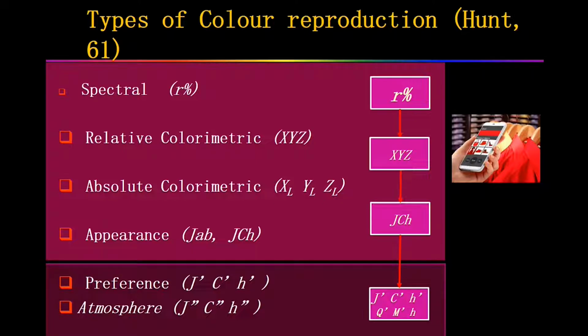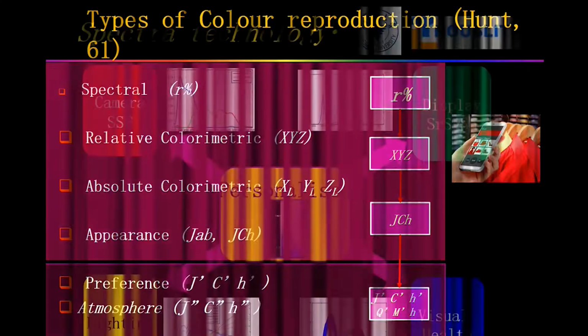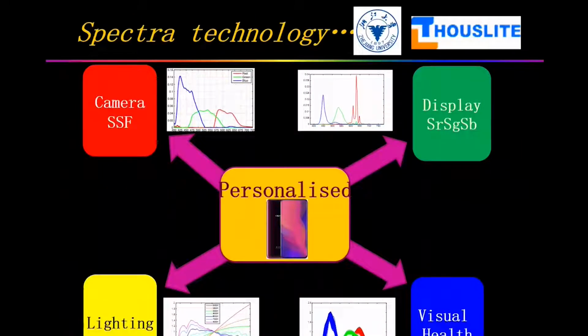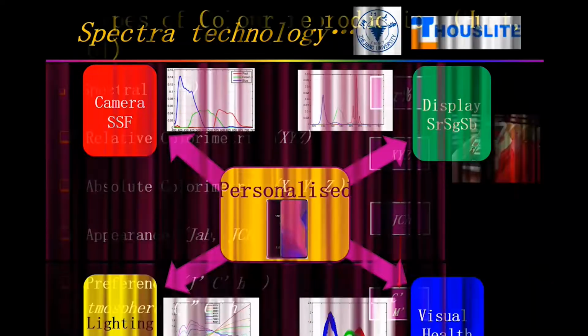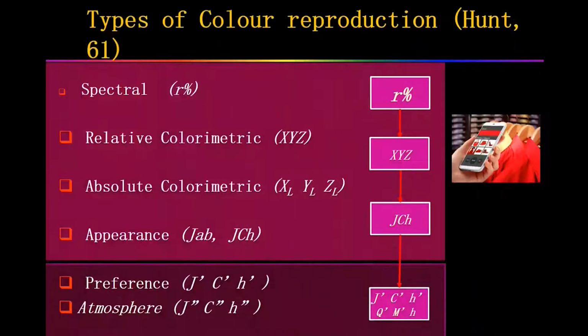I go back to the original proposal. It's now all being fulfilled. Number 1 is spectral. Every object's fingerprint is its spectrum. You must get the spectrum right in order to get accurate color reproduction. But it's very expensive. It's the most expensive way to do color reproduction.